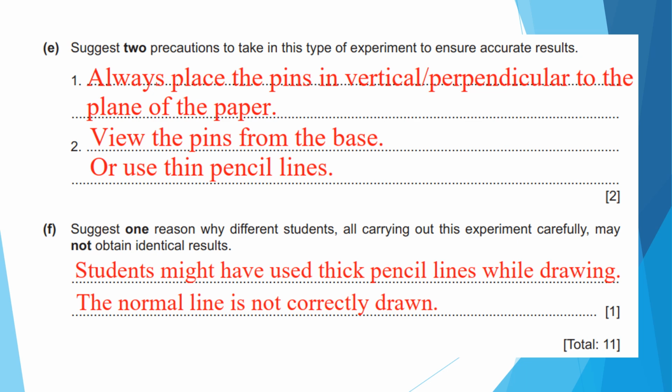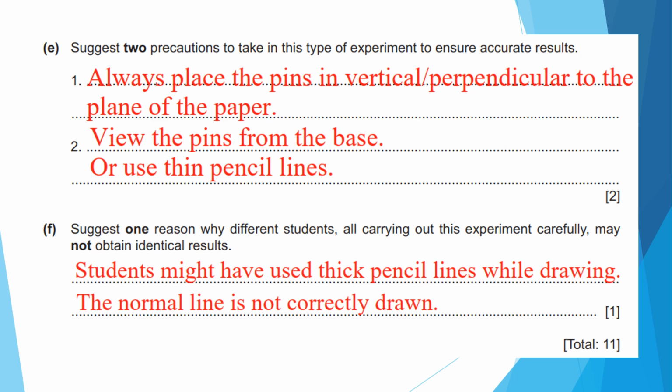Moving on to the F part, suggest one reason why different students, all carrying out this experiment carefully, may not obtain identical results. So the problem in different students may be drawing the pencil lines. Students might have used thick pencil lines while drawing. Some might have used thin lines and some might have used thick lines. Then the angle measurement is inaccurate.